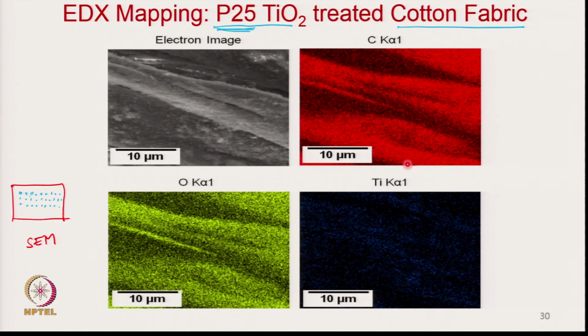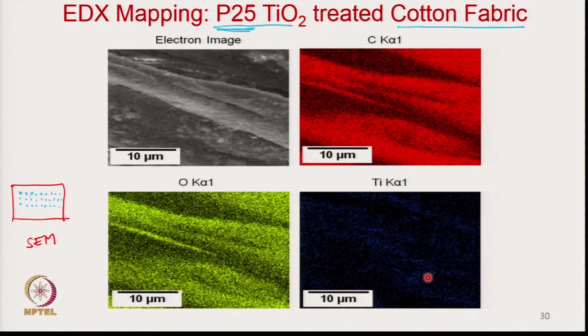So, most of the places you see are filled red. It is all carbon, and so is the oxygen, because cotton has both carbon and oxygen. Here we have chosen the color green to represent oxygen, and red for carbon, and then we have used blue for titania. You can see even titania is present all over, although the density of titania is not as strong as carbon and oxygen.